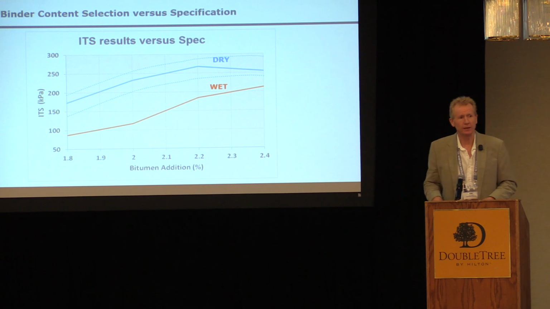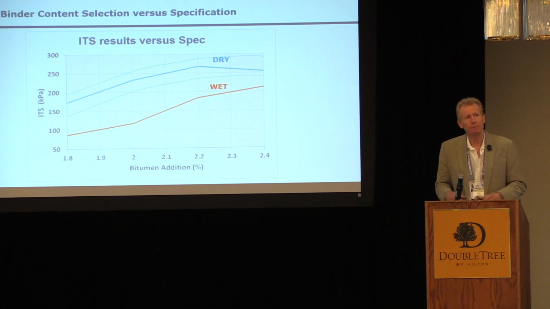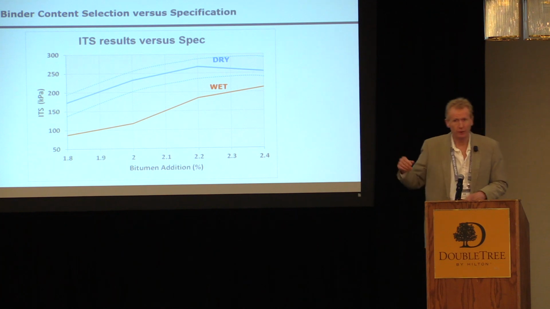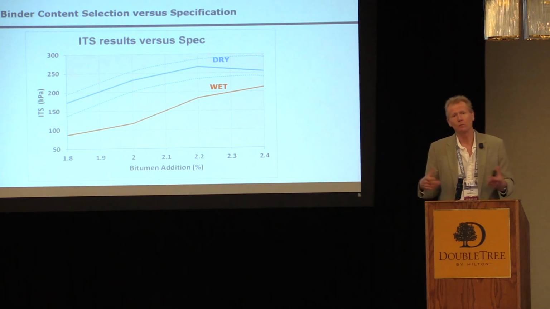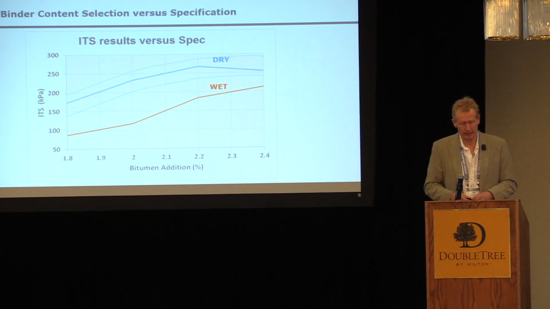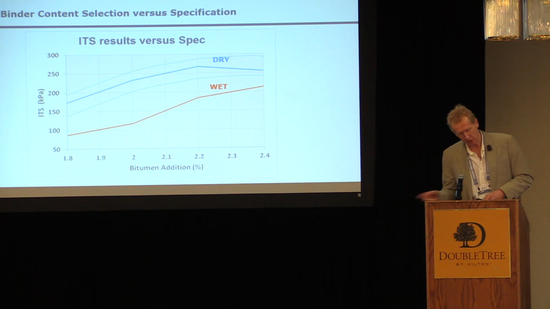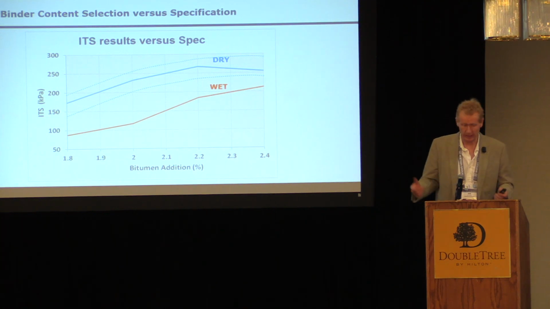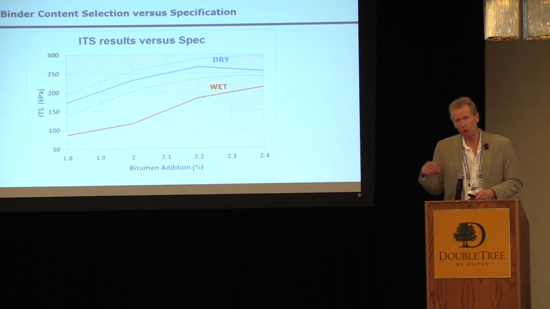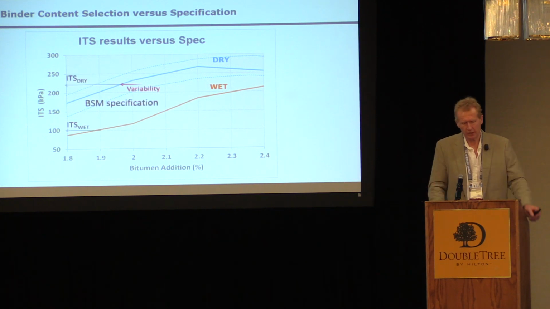I was just talking in the break to someone about variability. This is somewhere that you really need to also account for variability. What you see on that graph is, on the vertical axis, your RTS strength, indirect tensile strength. The blue one is for the dry RTS tests, and the horizontal axis is obviously the bitumen content that you've added. The red line is the wet. And these are typically what happens.